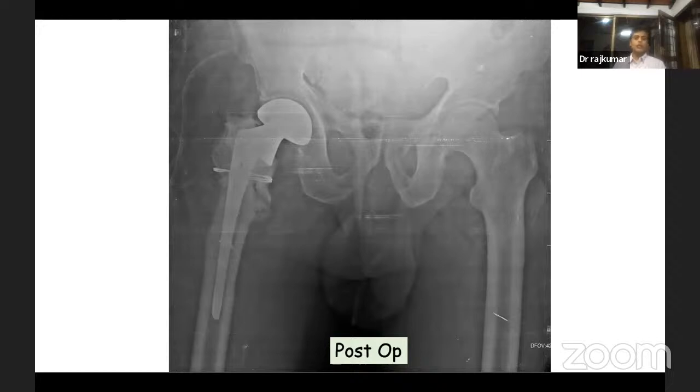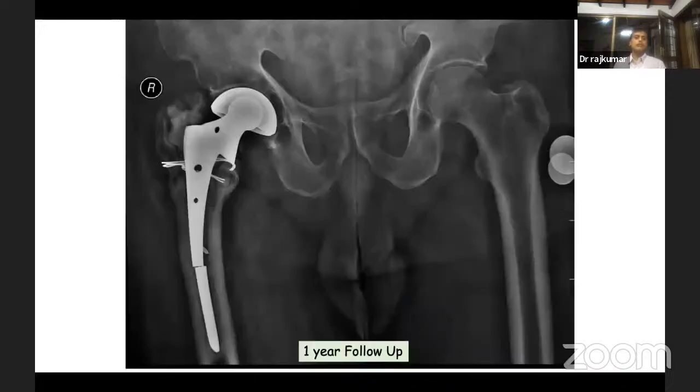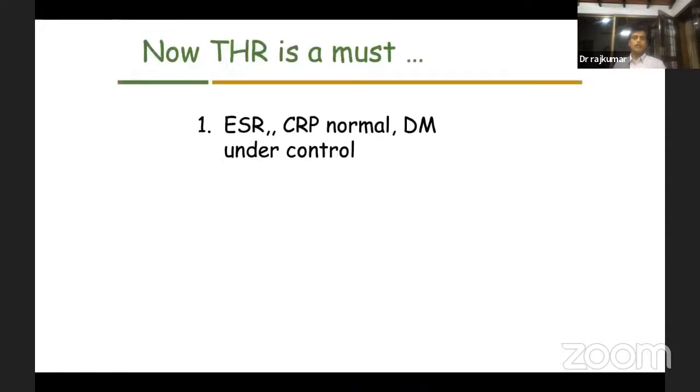Such an obese patient, an unstable trochanteric fracture, and the patient is only 58 years old. In this situation, again, you know that this is going to fail. See, look at this. This is a 1 year follow-up after the bipolar. The patient came with a broken stem, loosened implant, and a lot of pain. So now THR is a must.